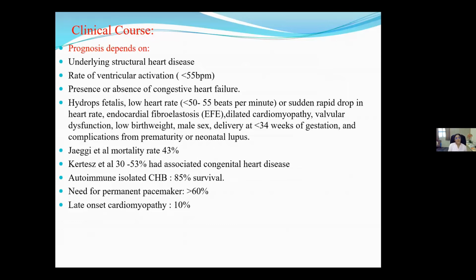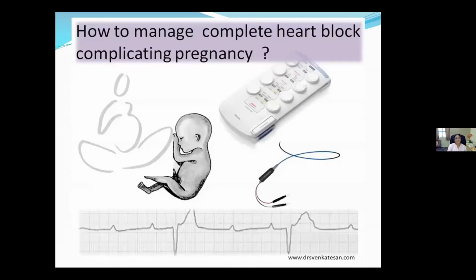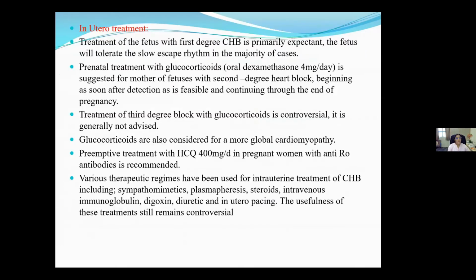Jeggi et al. reported a mortality rate of about 43%, and then Kurtz et al. reported 30 to 53% had associated congenital heart disease. Autoimmune isolated congenital heart block, usually 85% survival. And the need for permanent pacemaker is more than 60%. And the late onset cardiomyopathy is about 10%. So now that we know about complete heart block, let's see how to manage.